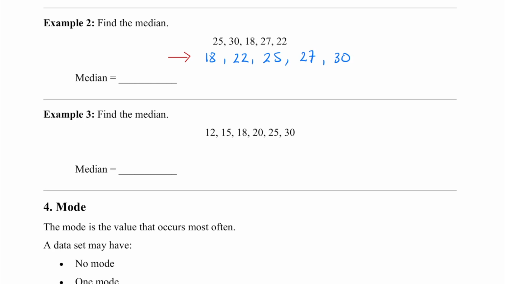There are 5 values. Since 5 is an odd number, there will be one value exactly in the middle. Let's identify it. The middle value is 25. There are 2 numbers below 25, and there are 2 numbers above 25. That means 25 is the median.